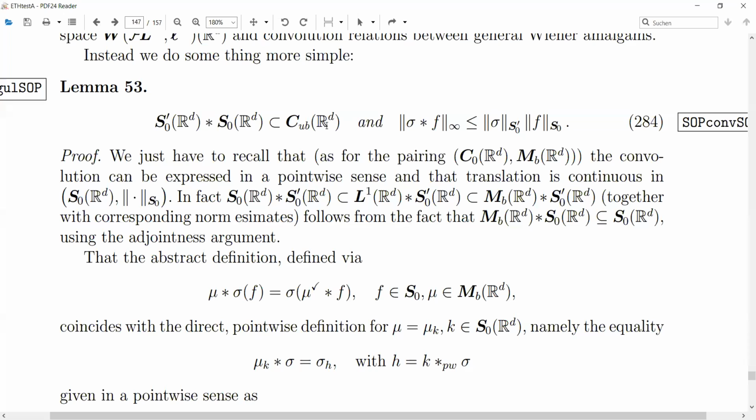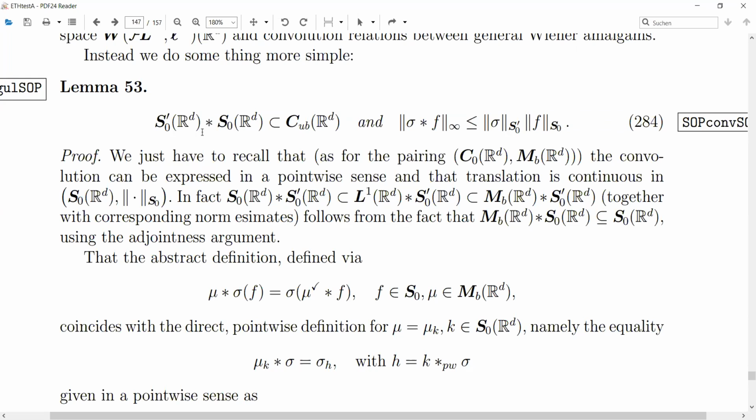And what you expect is, of course, that you can control it, that you're getting continuous functions. And again, we will see we'll get uniformly continuous bounded functions. And there's a natural norm, the size of the functional times the size of the function.